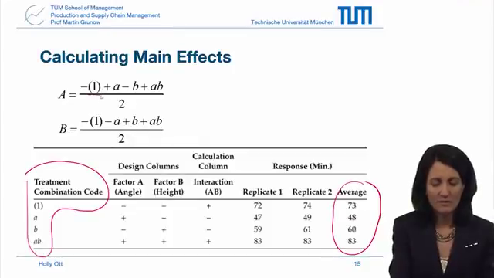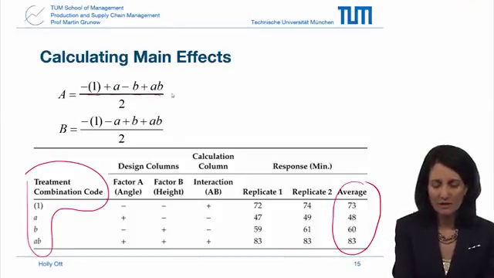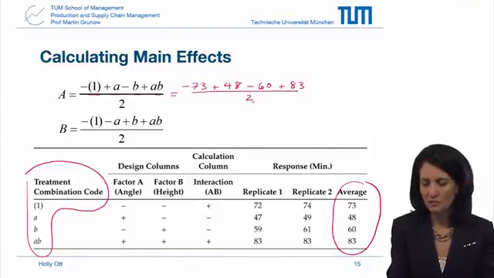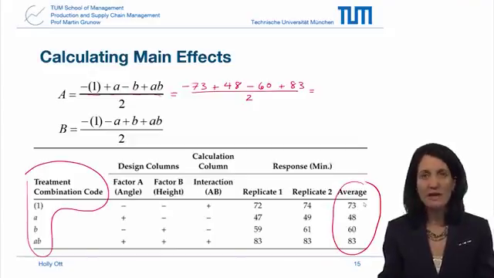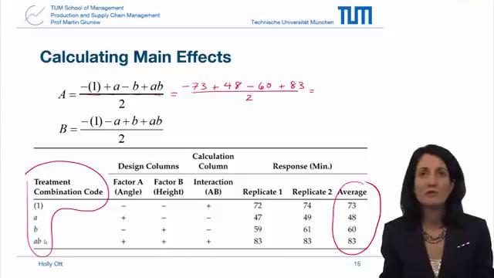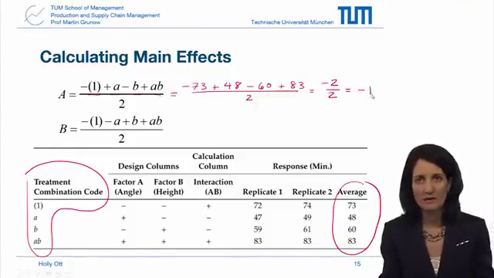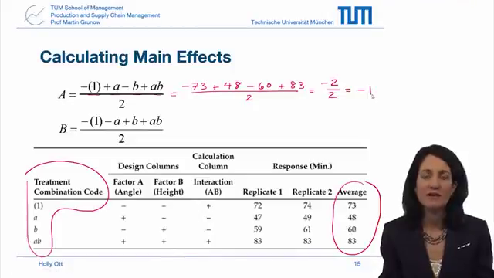A is equal to minus 1 plus little a minus b plus ab. So for the main effect of A, we can write this then as negative 73 plus 48 minus 60 plus 83 divided by 2. So you take the average value according to the treatment combination code and perform the summation here that we have. And we get the value of negative 2 over 2, which is equal to negative 1. So negative 1 is the main effect of factor A.